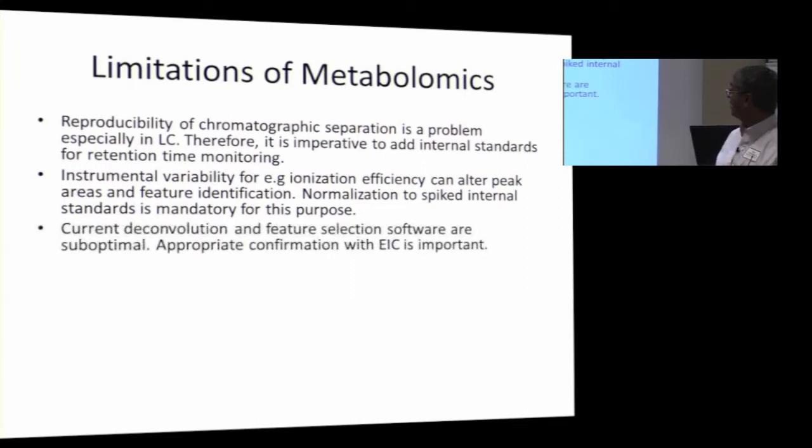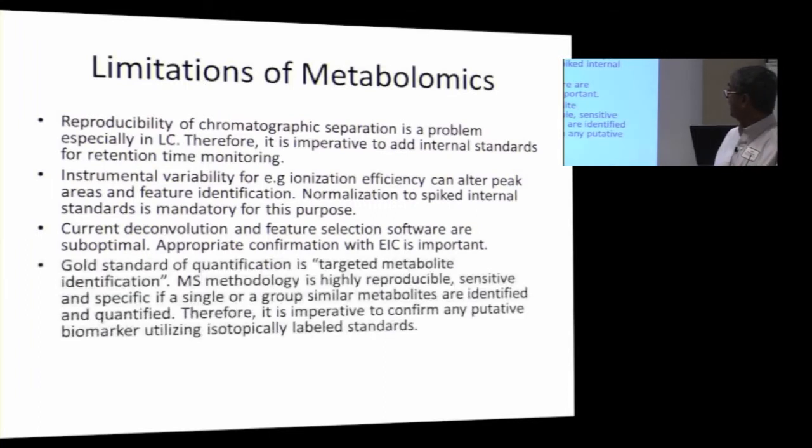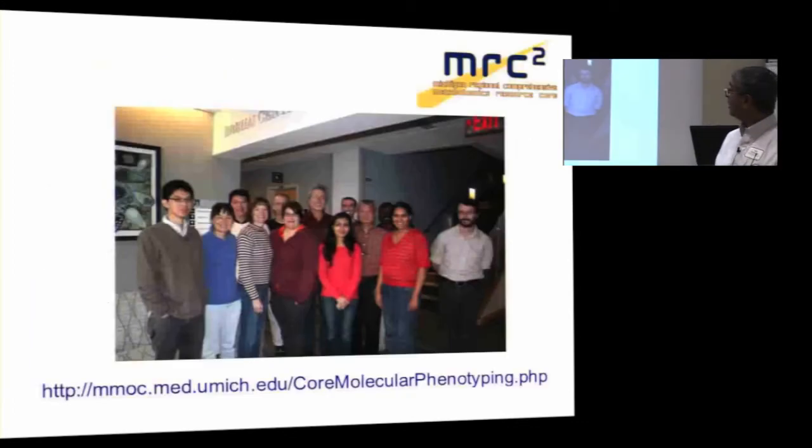And the current deconvolution and feature selection software is suboptimal as well. This is very vendor dependent, so we are developing our own tools that are vendor independent to analyze some of these things. And the gold standard is always a targeted metabolite identification, typically what we call MRM type analysis. This way, you can validate the data that you derive from the untargeted analysis.